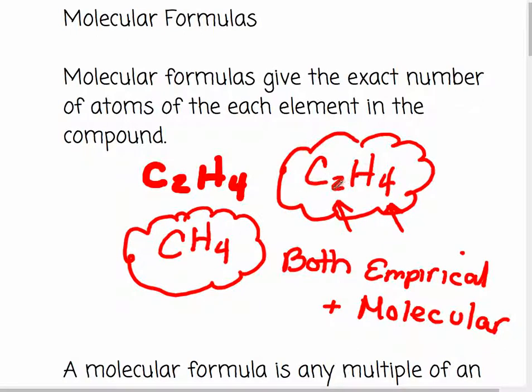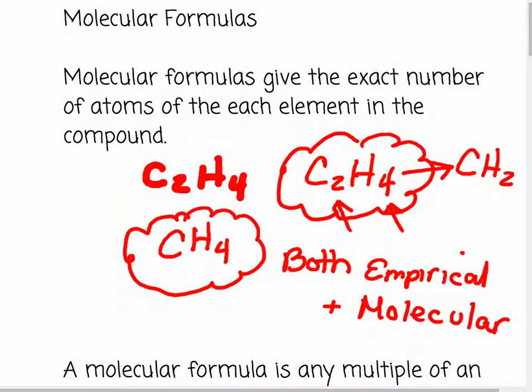Now if you look at this one up here, C2H4, this is not both. This is only molecular because I can reduce this 2:4 ratio to 1:2. So if I reduced it to CH2, then it would be empirical. So this is the empirical formula for this molecular formula.